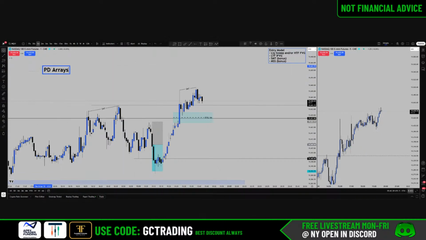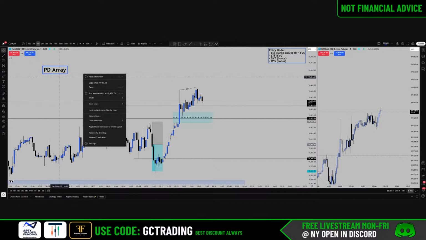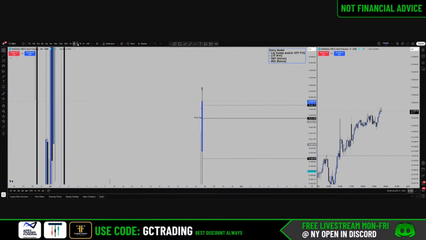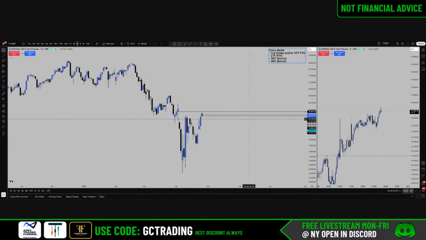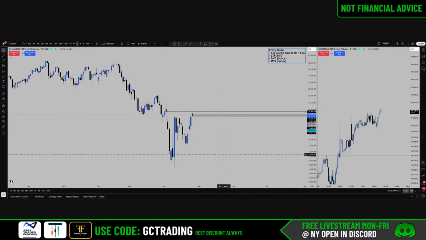Hey, maybe TA. Go to the daily. I mean, you guys know what happens if we close above this market structure shift, right?